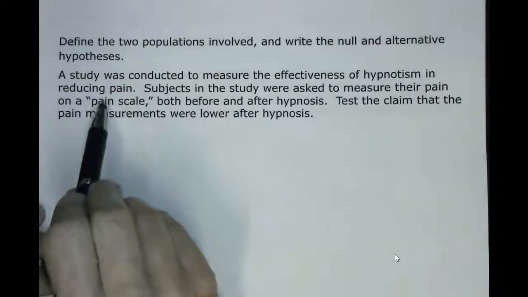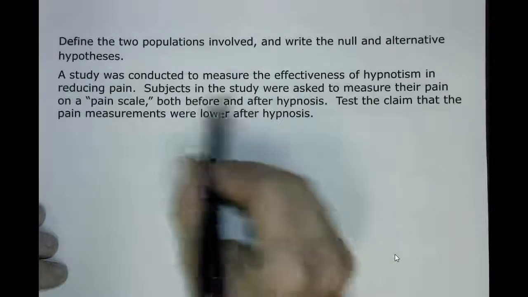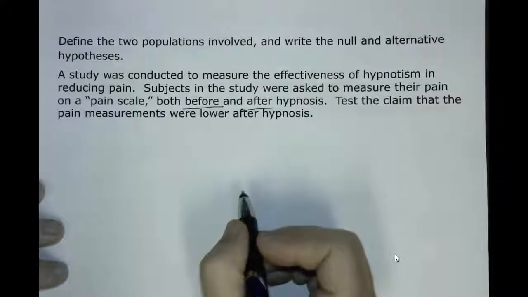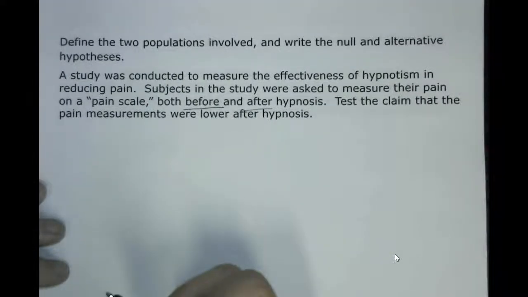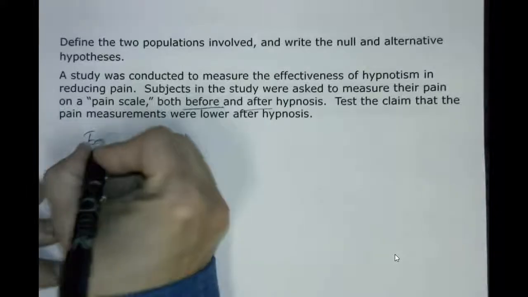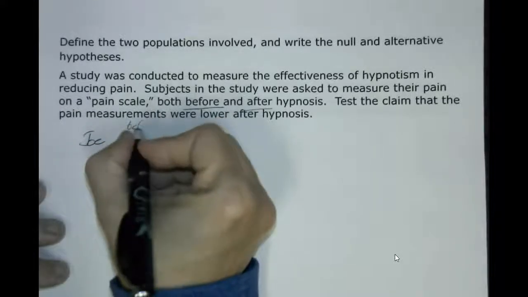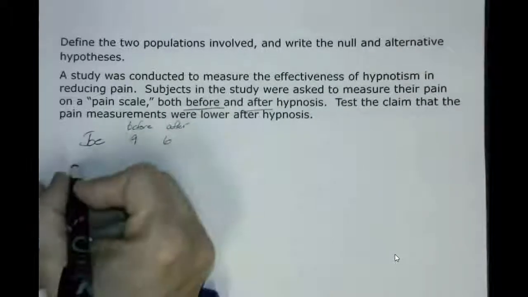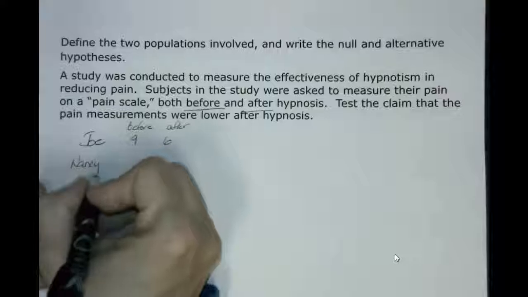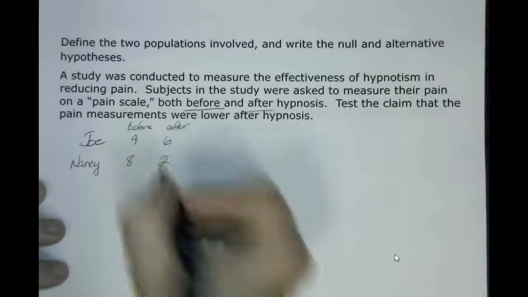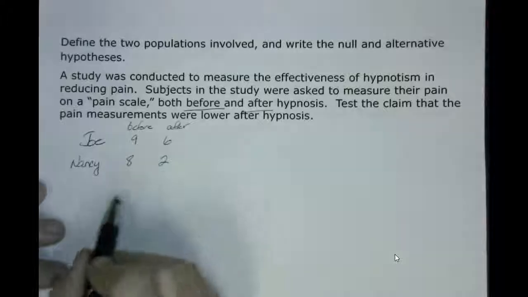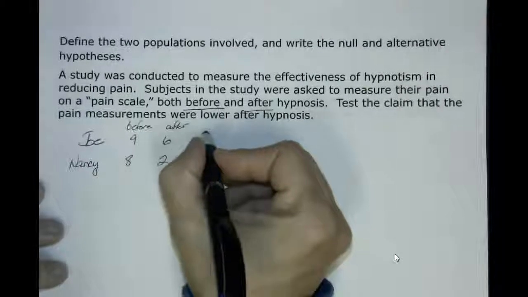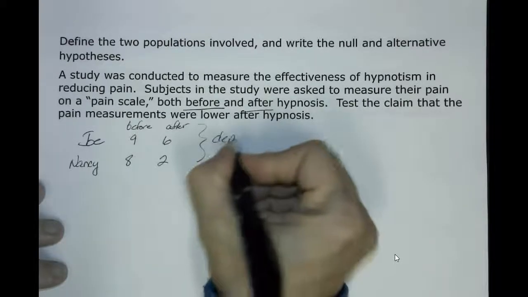So in this one, the key is that you've got the subjects in the study and they were measured before and after the hypnosis. So in other words, for each subject, you have two measurements. So if we had Joe and his before measurement and his after measurement, and maybe you have me and you have my before measurement and my after measurement. So for each person you have a pair of measurements. That means if you have two things that are related, then you have dependent samples.